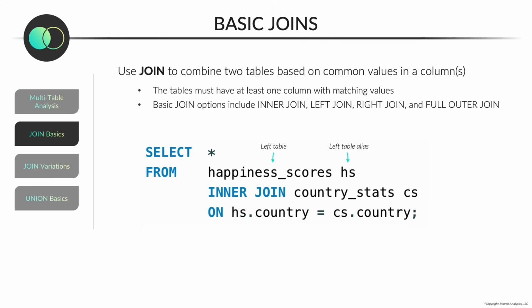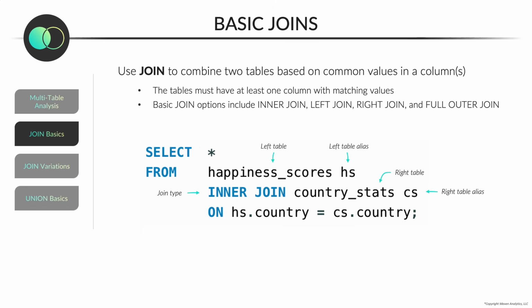HS instead. Once we've stated that, the next step is to specify what type of join we want to be doing. And in this case, we're going to be doing an inner join. We'll be talking more about what that means exactly in the next slide, but for the time being, just know that this is a really common join type. After this, then you write down your right table, and that's what we're going to be combining our left table with. And again, we're going to give that right table an alias. So CS is the nickname that we're going to be calling country stats everywhere else within this query.